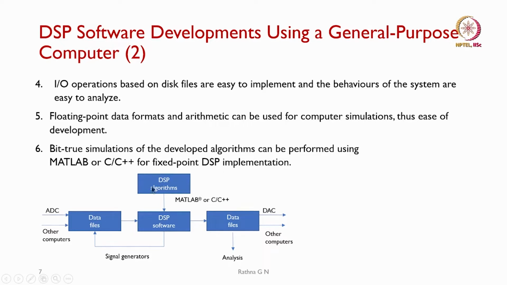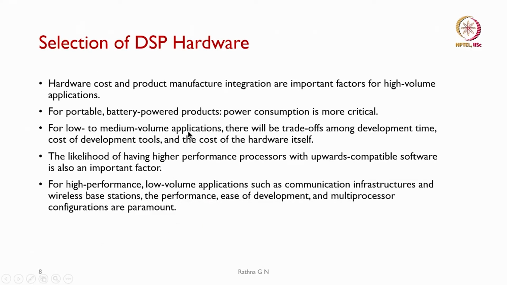So, our algorithms will be running depending on what software I will be using it on the general purpose computer. So, the next one is how we are going to decide on the selection of DSP hardware. So, we know that the hardware cost and product manufacture integration are important factors for our high volume applications. So, one is concentrating on high volume. So, we have to see the cost and then the manufacture integration, how it is going to happen.